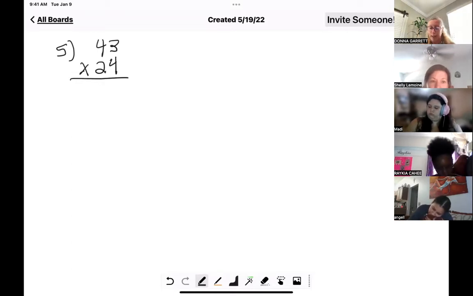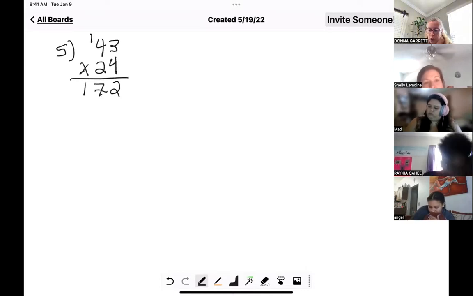Okay, now 43 times 24. I'm going to do this one 2 ways to show you a different way if you'd like. So 4 times 3 is 12. 4 times 4 is 16. Add 1, 17. I go to my 2, but it's in a 10 spot, so I got to add a 0. 2 times 3 is 6. And 4 times 2 is 8.